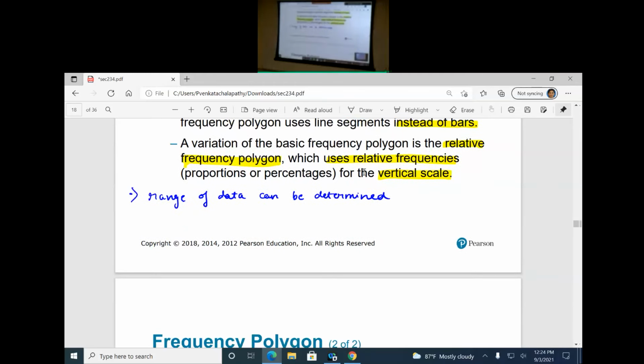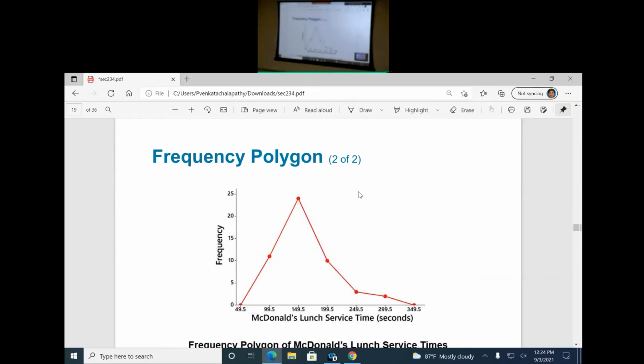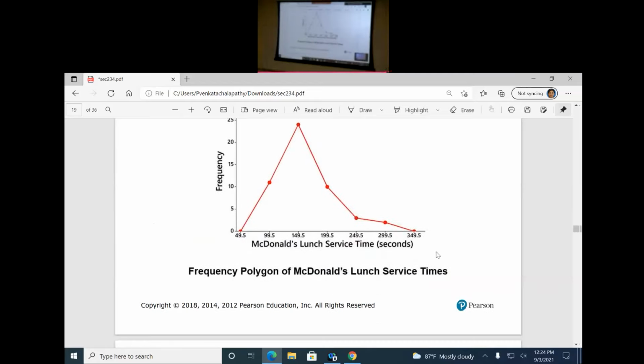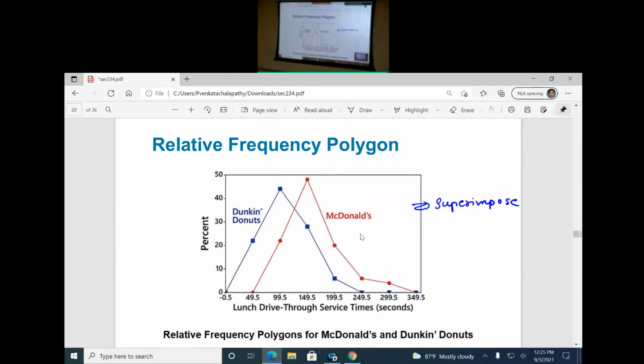Next is, this is how the frequency polygon looks. Again, you can have many lines here, so you can compare multiple variables like this. You can superimpose the data in a frequency polygon.